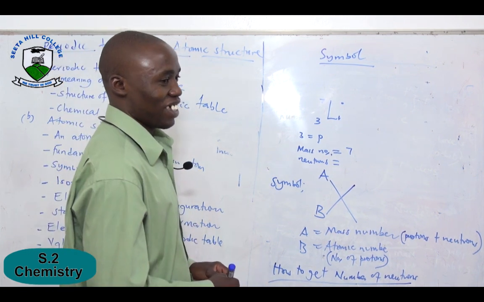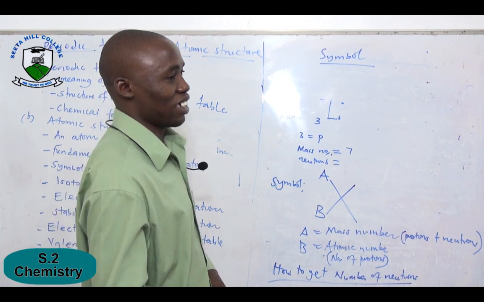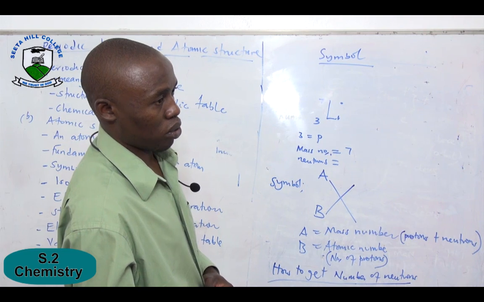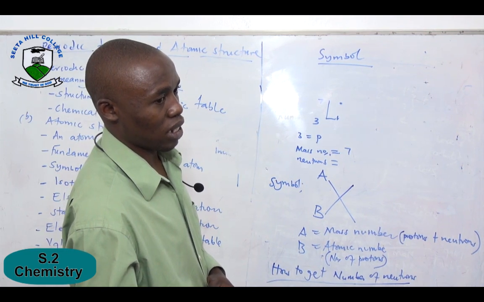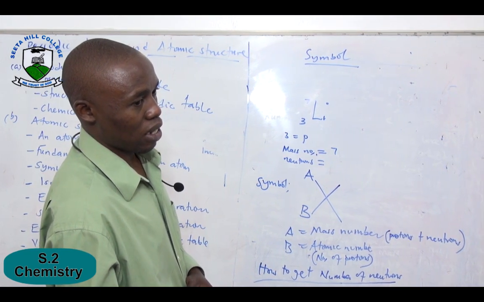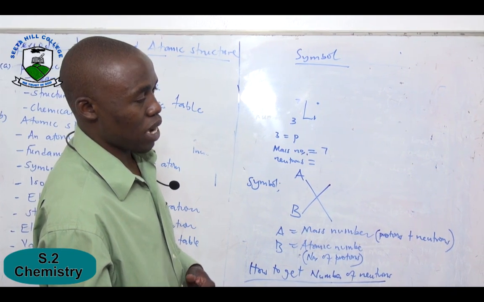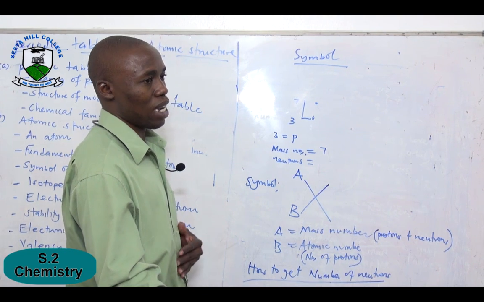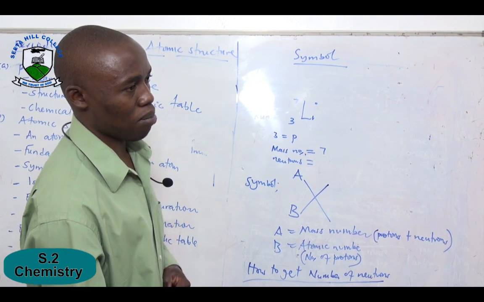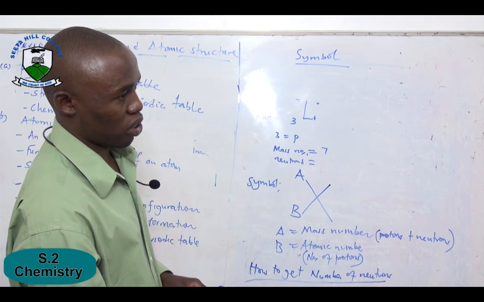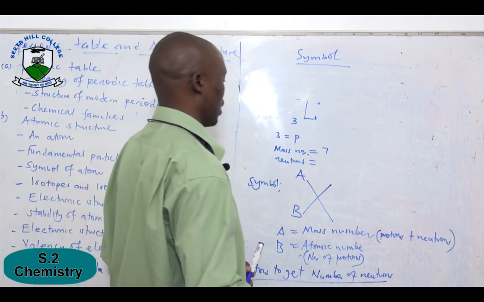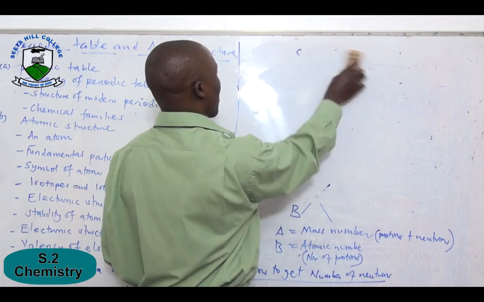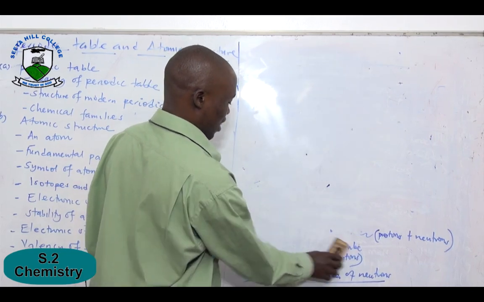You see, now the truth is that neutrons can't be equal to protons. It's electrons that are always equal to protons. The neutrons are got by subtraction from the mass number. That means mass number minus atomic number gives you neutrons. See? Yeah.